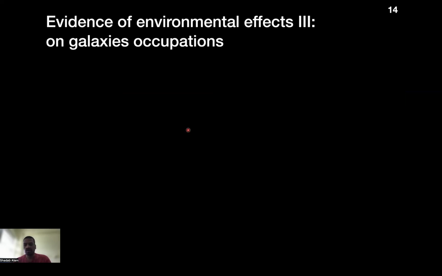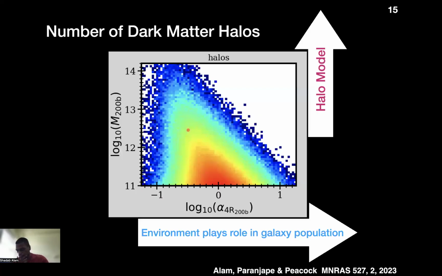Right. Now, I would like to move on to a third example, of galaxy occupation itself. This is basically making a statement about the probability of having a certain kind of galaxy given the host halo mass. Can that have some more interesting environmental effects?